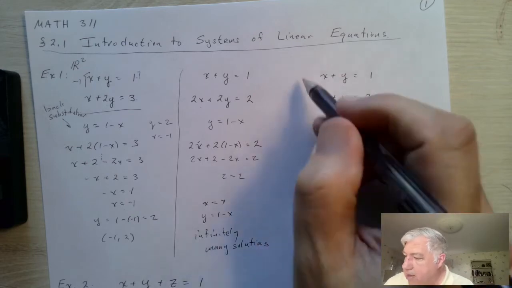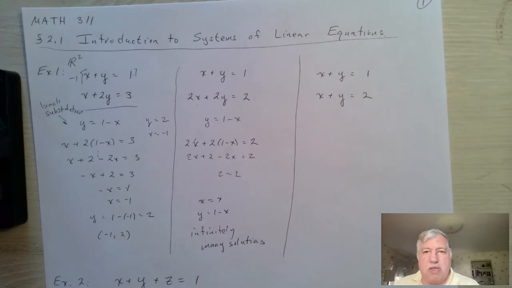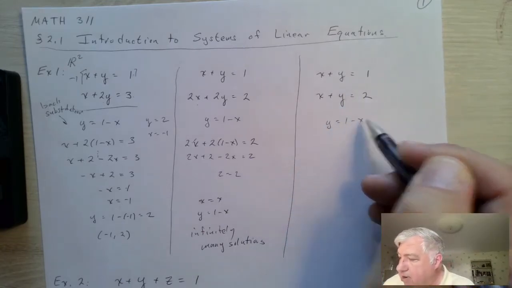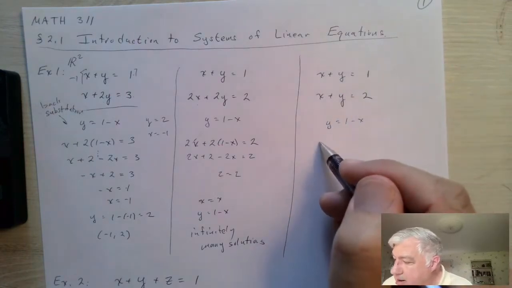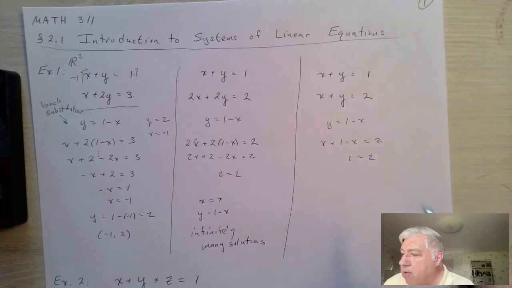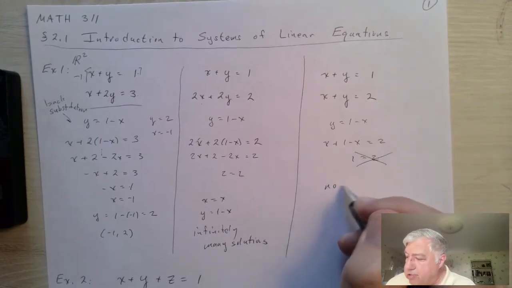Now, the last case here, we can see that there's going to be no solutions, right? Because if we do the same thing, y equals 1 minus x, and substitute that in here, we get x plus 1 minus x equals 2, and then 1 equals 2, and that can't happen. So there's no solution.